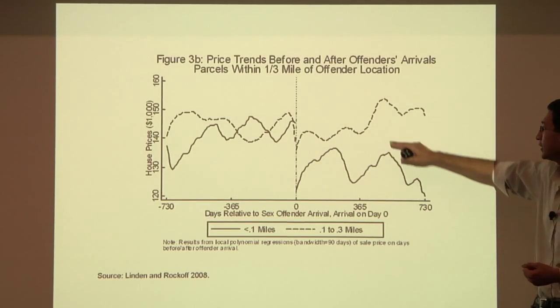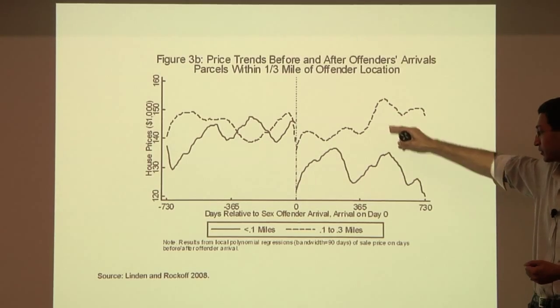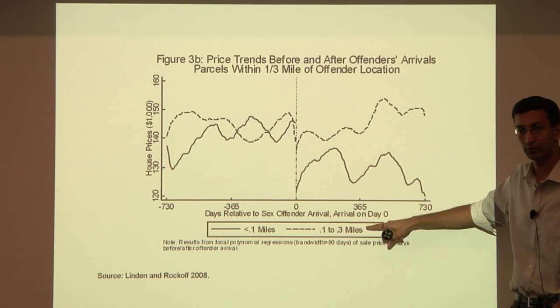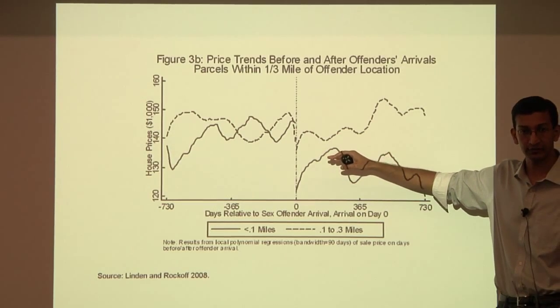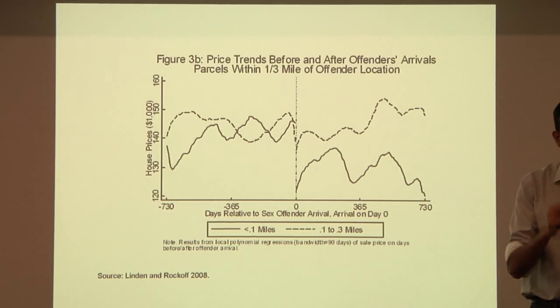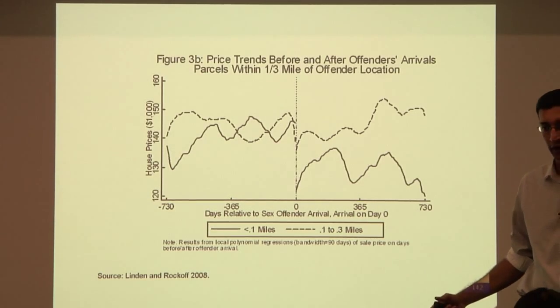And then, in contrast, look at parcels within 1/3 of a mile of the offender location. So in that outer radius, 0.1 to 0.3 miles, shown by the dashed line, you can see it is relatively smooth. So what they're showing is, using this event study design, prices fall sharply when the offender moves in for houses very close, like on the same block, but not nearby.